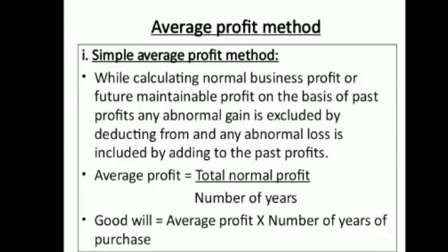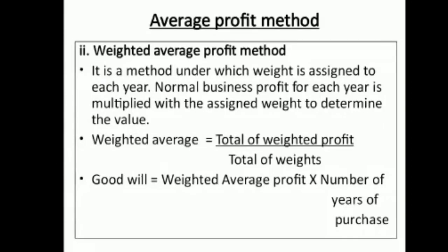Now we are going to the next method, which is the weighted average profit method. It is a method under which weight is assigned to each year. That means the first year will be given a weight of 1, the second year a weight of 2, the third year 3, the fourth year 4. Like that, every year will be given a weight. Those weights will be added together.